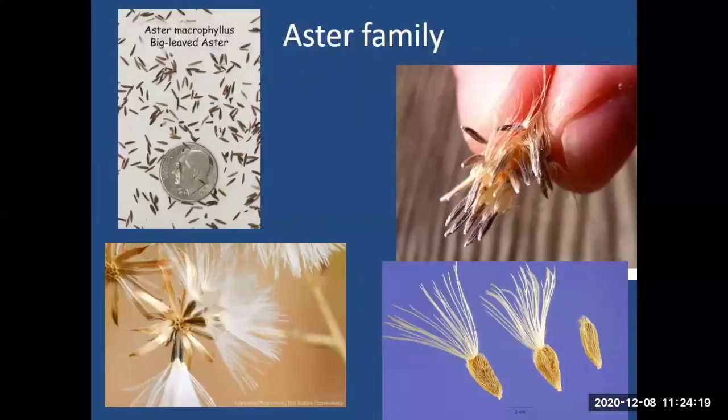So here's some examples in the Aster family: the big-leaved aster with tiny little seeds. Here's some, remember, the aster family here that has parachutes attached to the seeds for dispersal like this. So there's the fruit, which also contains the seed, and that floats away on a parachute of bristles. And here they are when you're collecting them. And if you left them on the plant, they would blow away in the sea.